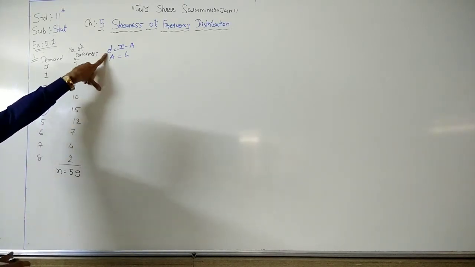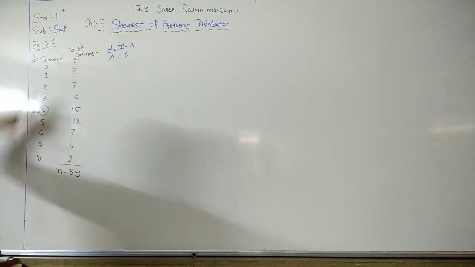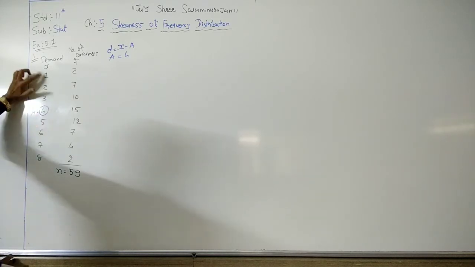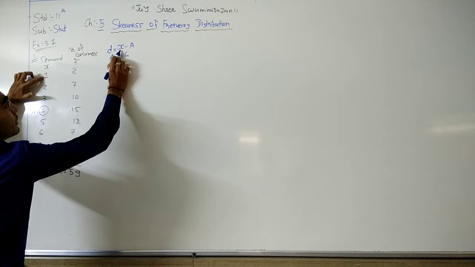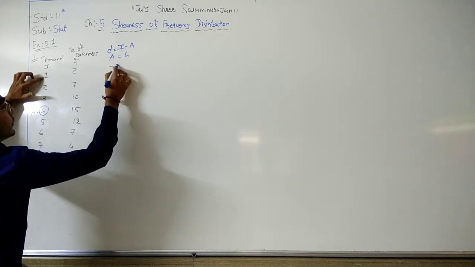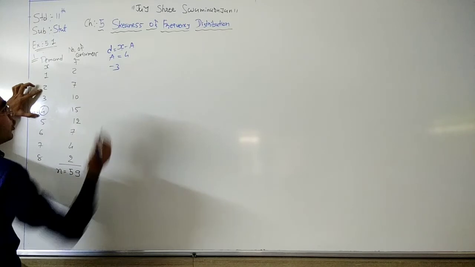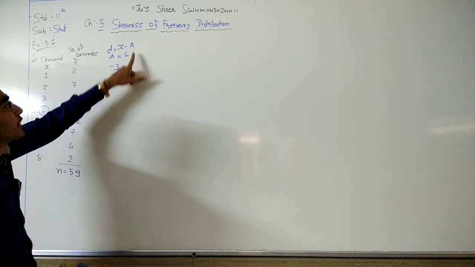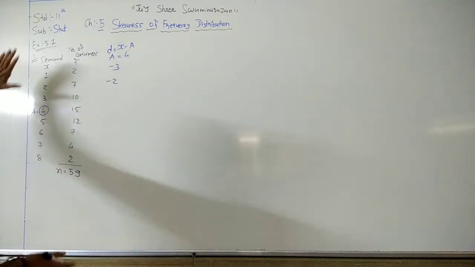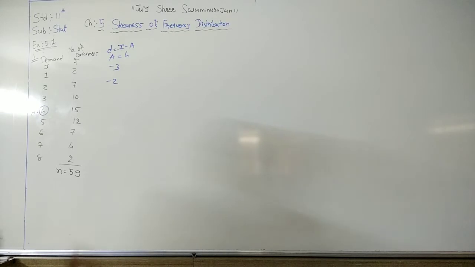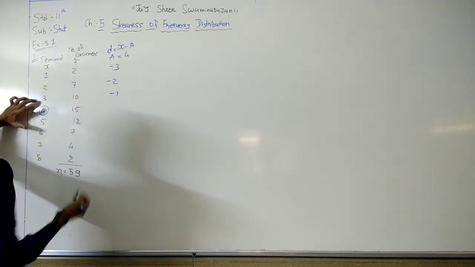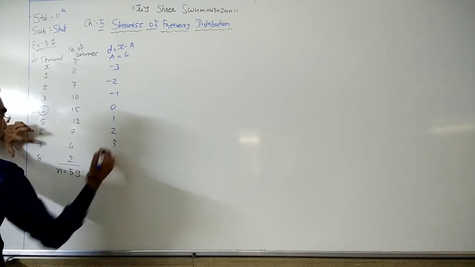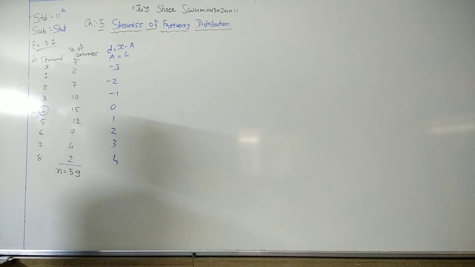Now make the column of d, x minus A. The value of x is here; from it we need to subtract 4. So 1 minus 4 is minus 3, 2 minus 4 is minus 2. From all the values we need to subtract 4. Now 3 minus 4 is minus 1, 4 minus 4 is 0, 5 minus 4 is 1, 6 minus 4 is 2, 7 minus 4 is 3, 8 minus 4 is 4.